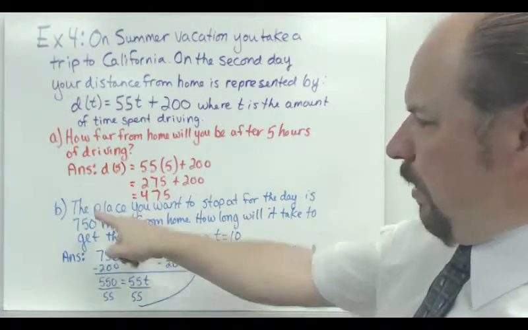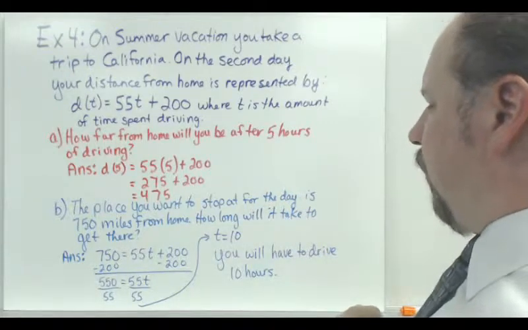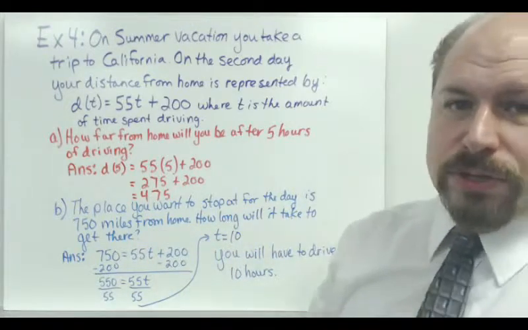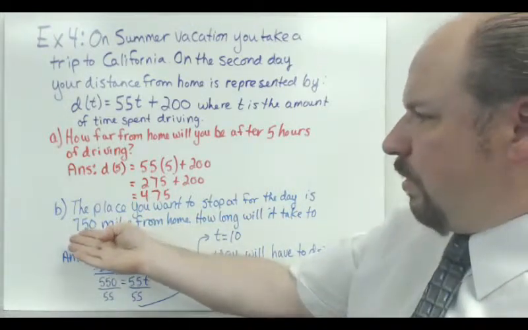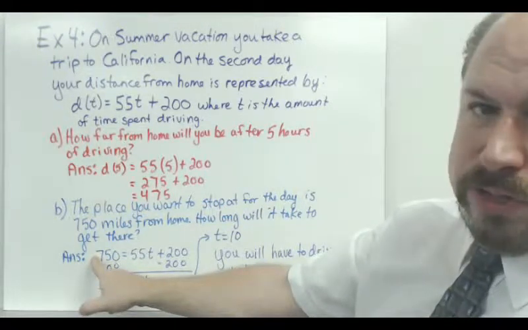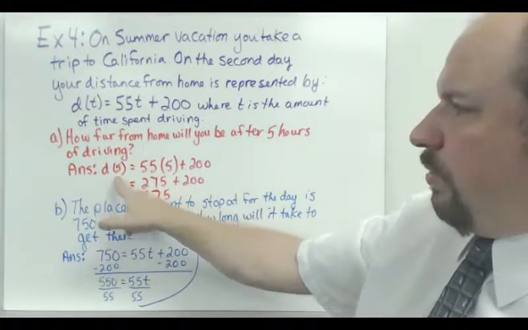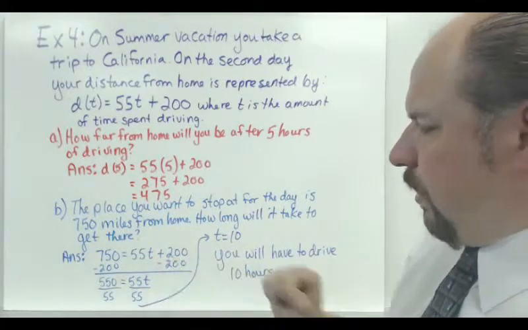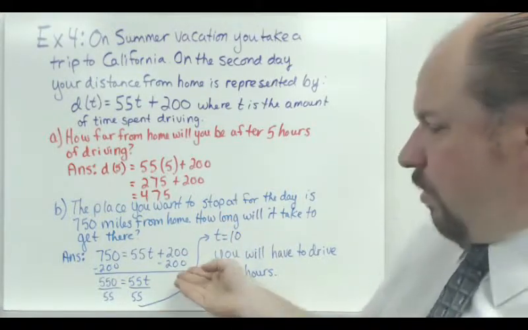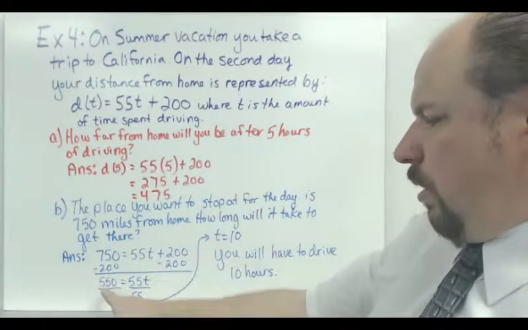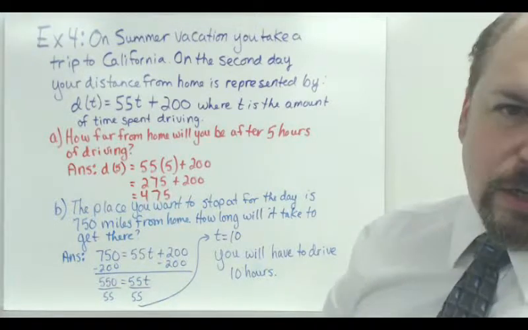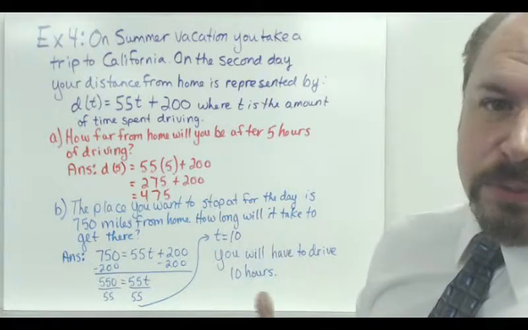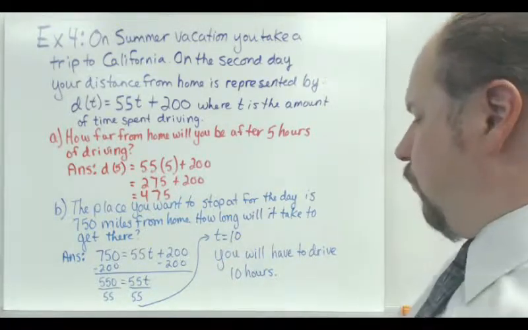Okay, in the next one, the place you want to stop at for the day is 750 miles from home. How long will it take you to get there? So this time we're asking about a distance, so it's going to go on the other side in place of our d of t. So d of t is 750. So 750 equals 55t plus 200, and now we just have an equation to solve. Subtract 200 from both sides. We get 550 equals 55t, and divide both sides by 55, and we get t equals 10. So you would spend 10 hours driving for that trip for the day.